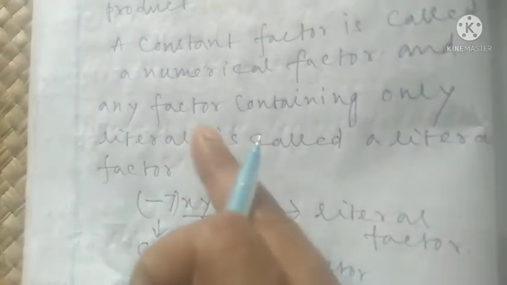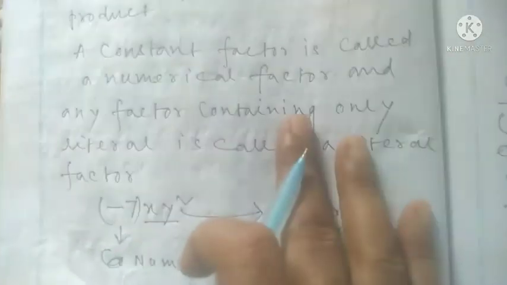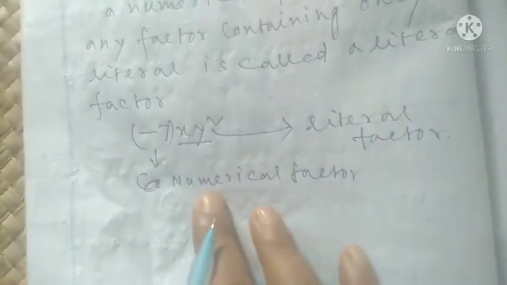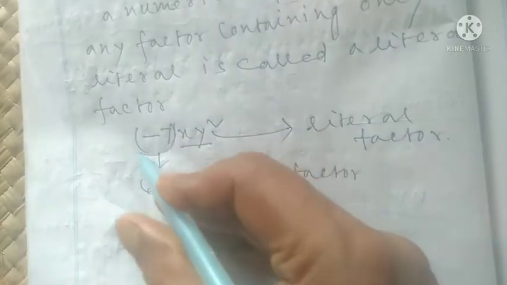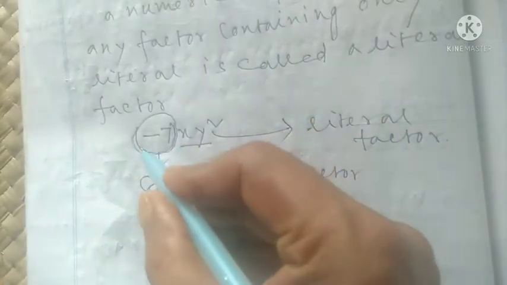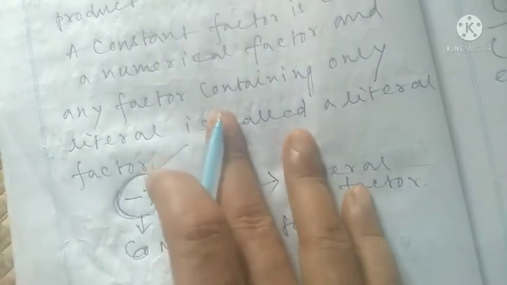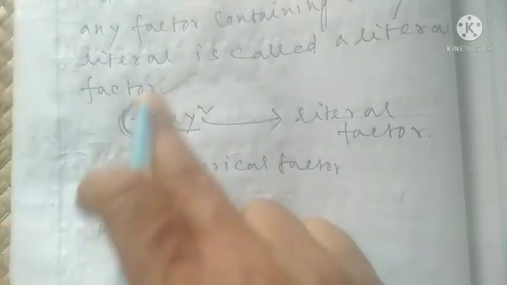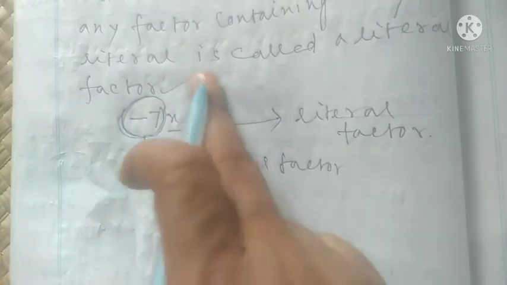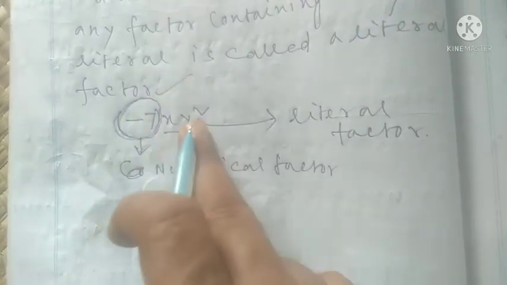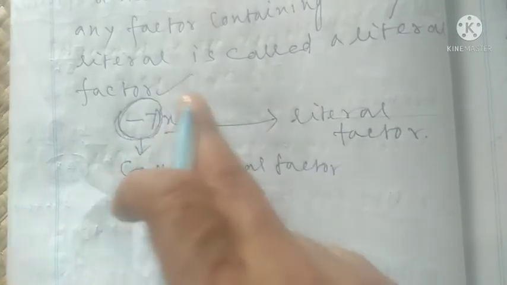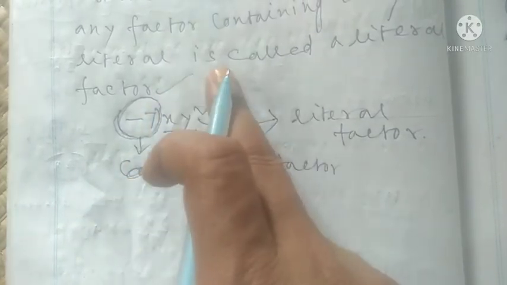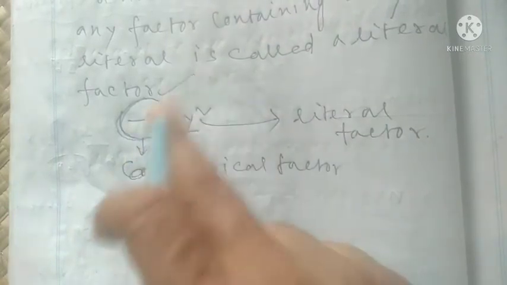So I think your concept is not clear yet. When you take an example, you can easily clear it. This -7 is the numerical value, so that's why this is the numerical factor in this algebraic expression. So my students, you can easily understand which type of algebraic expression this is. This is a monomial because it has only 1 term.